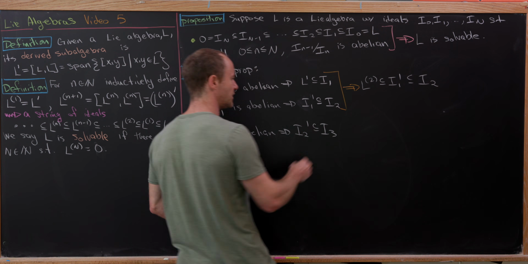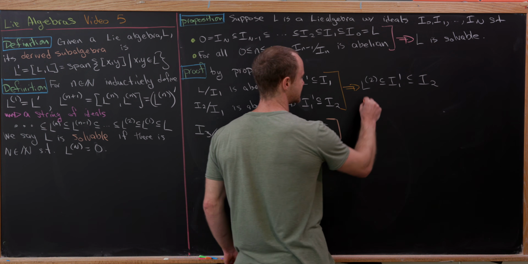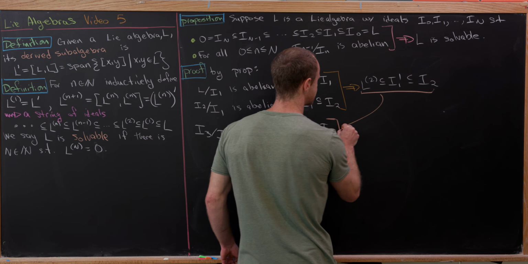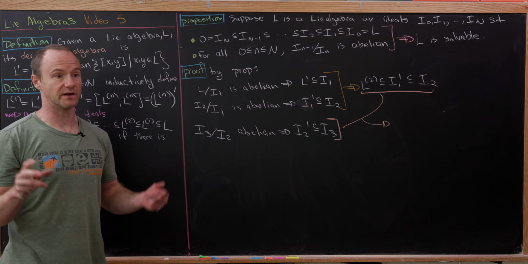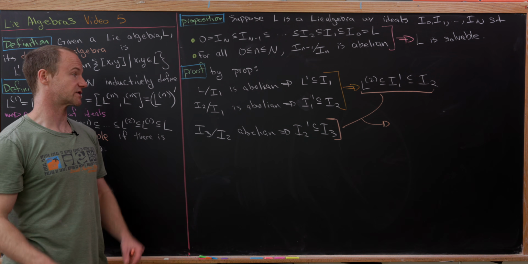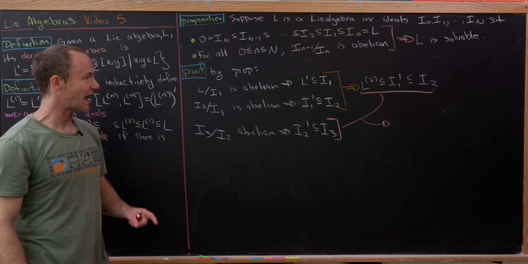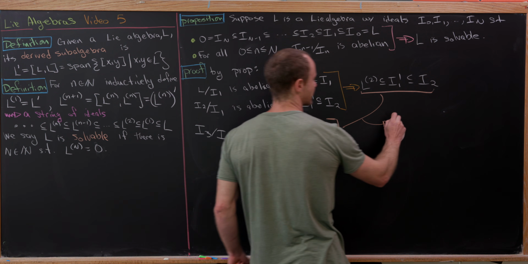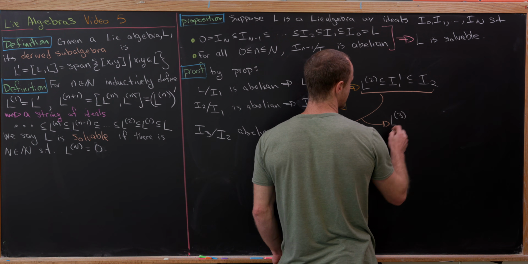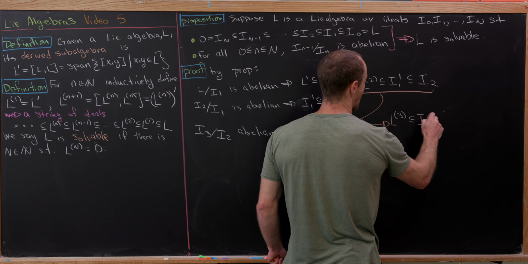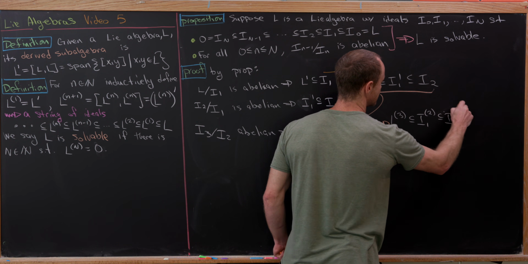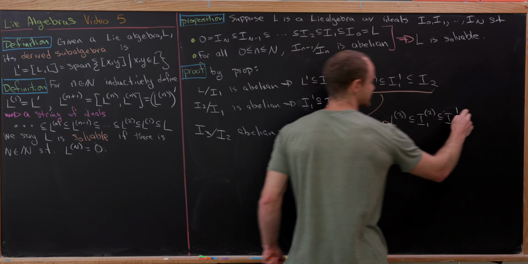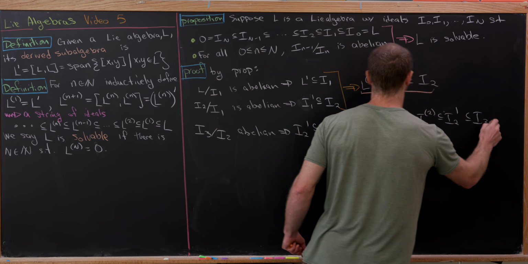But now let's put these two things together. This statement right here, and then this thing that we just came up with. Again, we're applying the derived subalgebra functor, if you will. And that'll give us L upper 3 is inside of I_1 upper 2, which is inside of I_2 prime, which is inside of I_3.